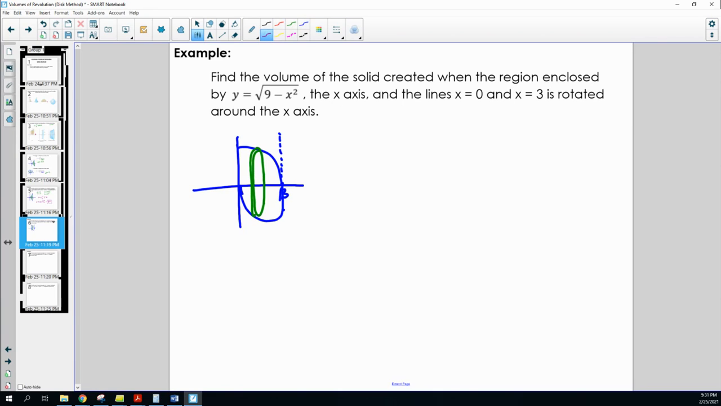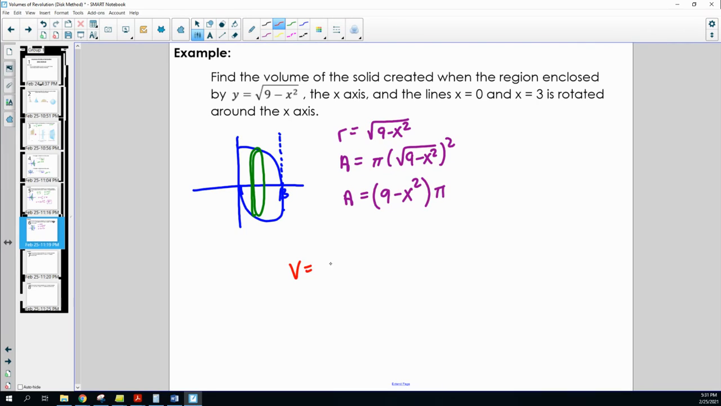So here, again, we know the area we're using is pi r squared because for all of these we're using that. Our radius is going to be the square root of 9 minus x squared. So our area will be pi times the square root of 9 minus x squared, squared, which is just going to be 9 minus x squared times pi. So for our volume, we're going to pull out that pi because that's our constant. From x to x, we're going from 0 to 3. So 0 to 3 is going to be our limits of integration. And then we have 9 minus x squared dx.